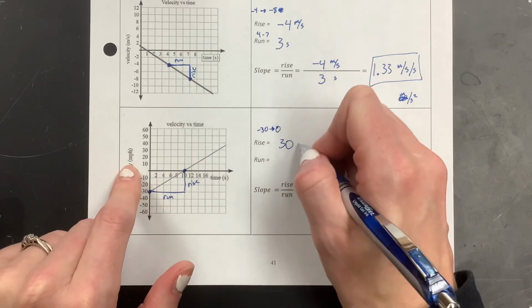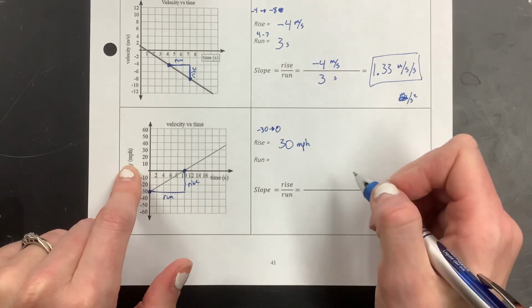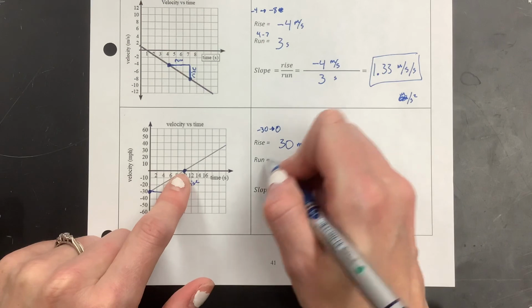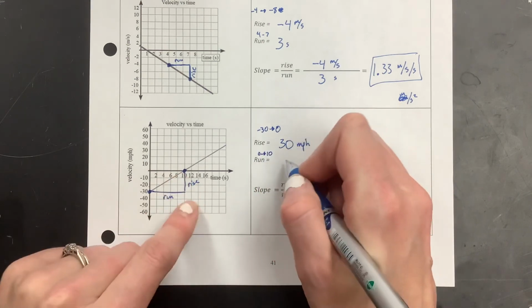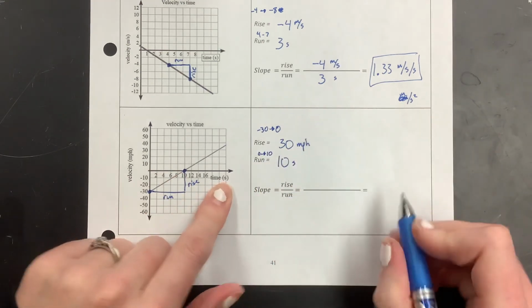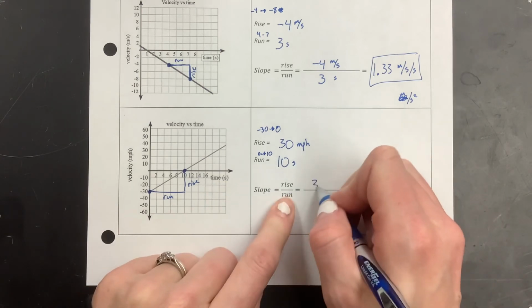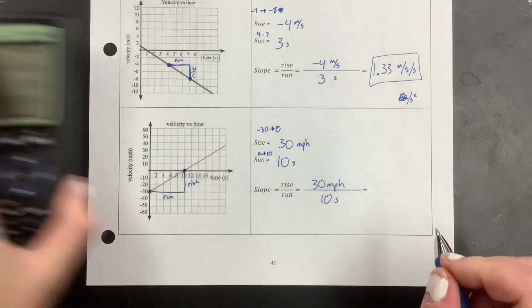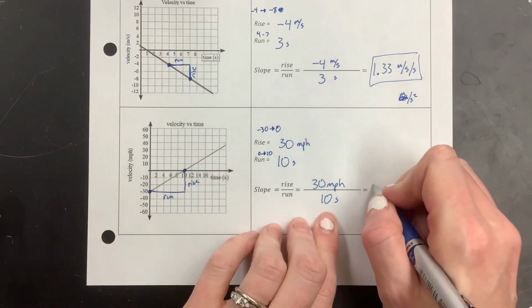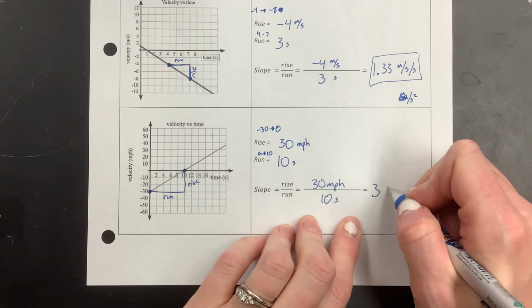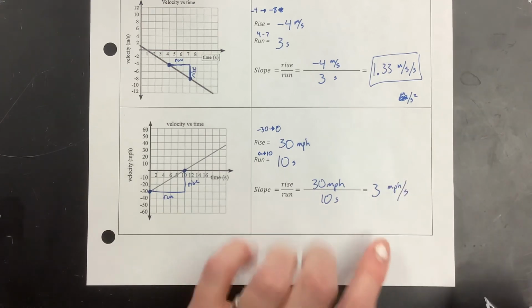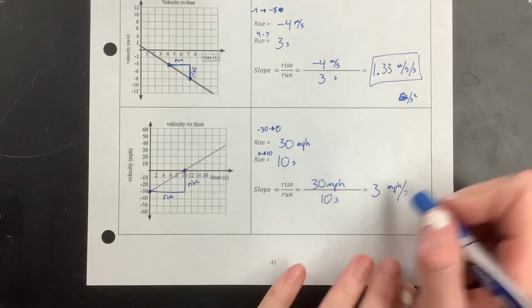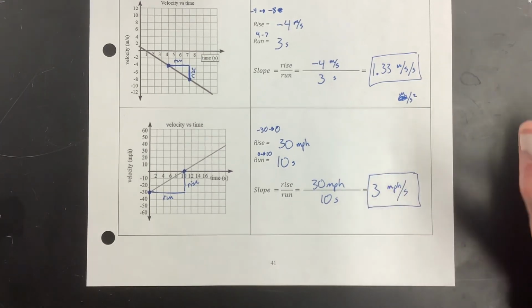And this one, ooh, this one has miles per hour. This one's going to be a fun unit. And my run, I go from 0 to 10, which is 10 seconds, okay? So 30 miles per hour and 10 seconds on the bottom. Oh, I can divide 30 by 10 in my head. That's 3. And this unit, I can only write miles per hour per second because the hours and the seconds don't really match, so I can't put a squared on it like I did on the other one. So that is the only thing I can do, okay?